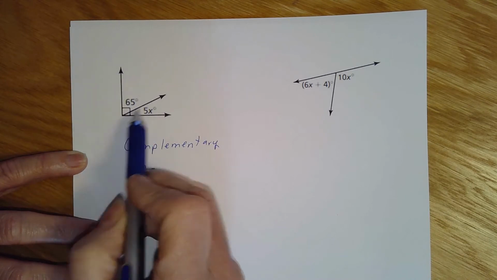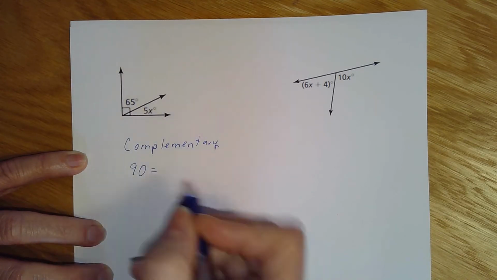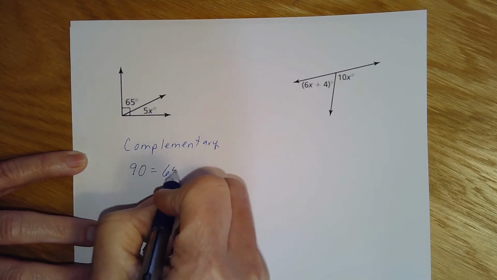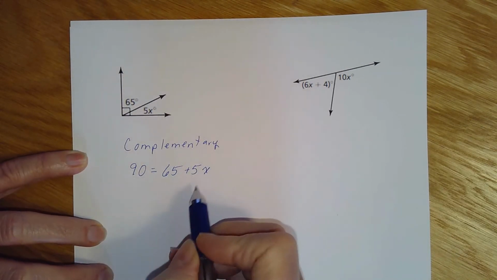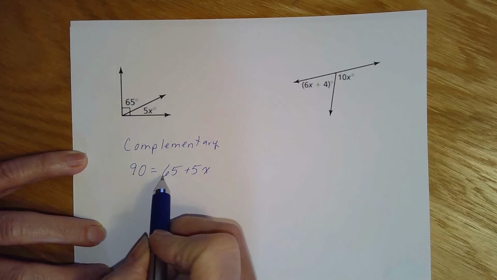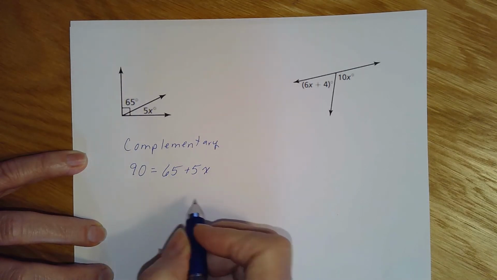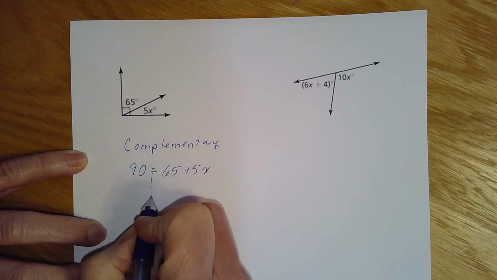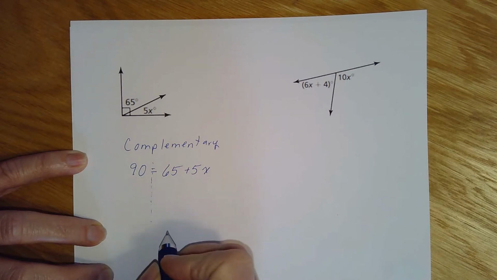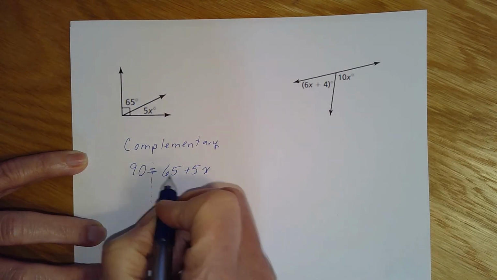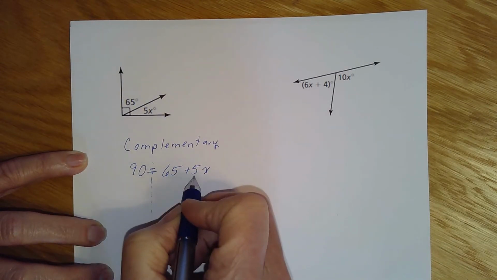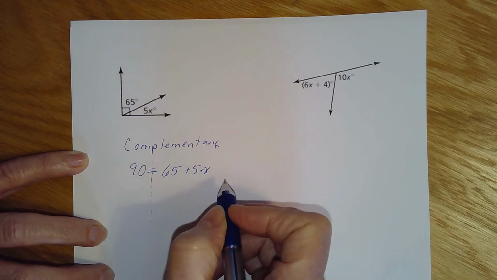That means if I add the 65 to the 5x, it would equal 90 degrees. So I'm just going to write an equation: 90 equals 65 plus 5x. Now, thinking back earlier in the year, we did these problems and we made a line down. I need to do the opposite to get rid of things. So this is 65 plus 5 times x.